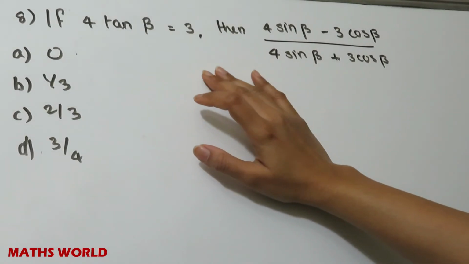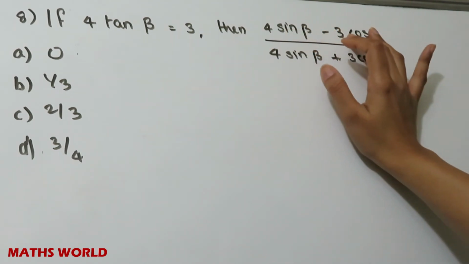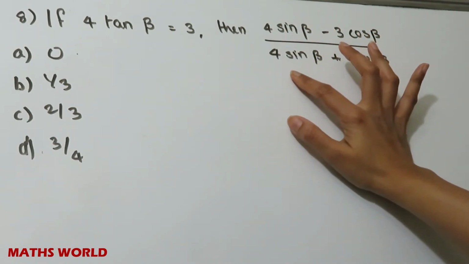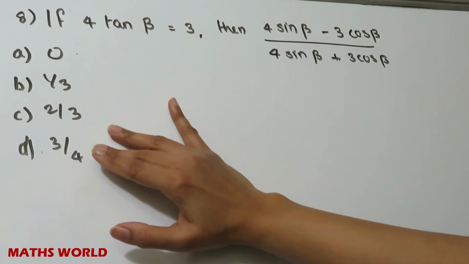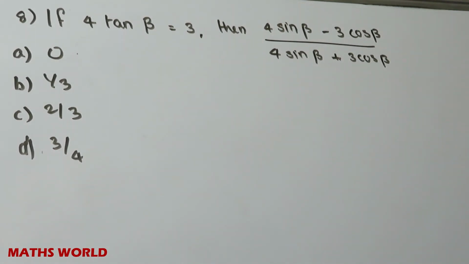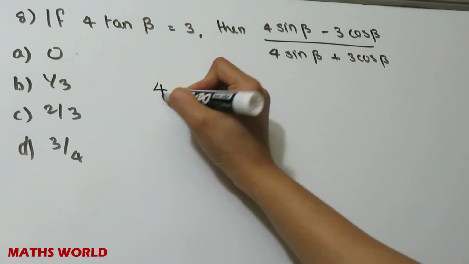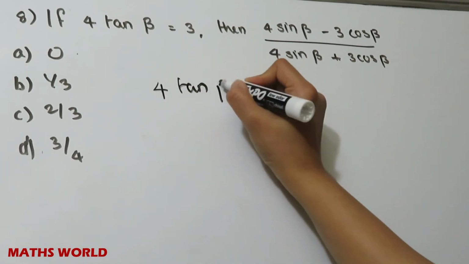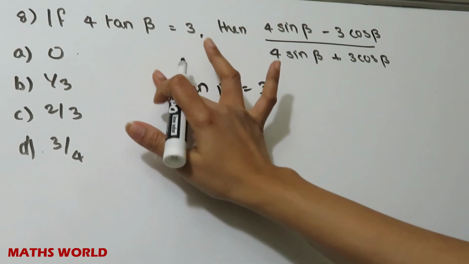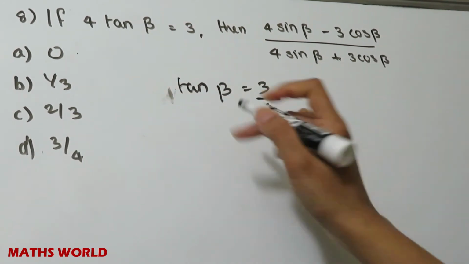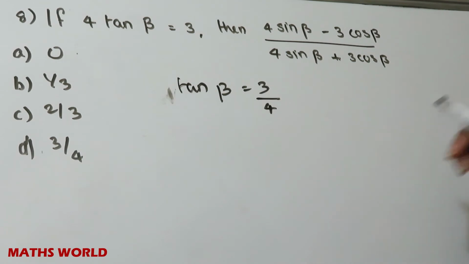Eighth one. If 4 tan beta equal to 3, then find 4 sin beta minus 3 cos beta divided by 4 sin beta plus 3 cos beta. 0, 1 by 3, 2 by 3, 3 by 4. These are the options. First they are given 4 tan beta equal to 3. This is 4 into tan beta. Then this 4 will go to this side, 3 by 4. Tan beta is equal to 3 by 4.